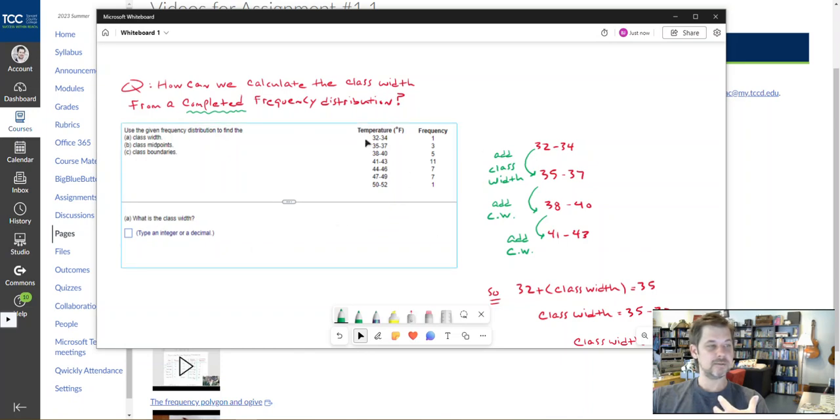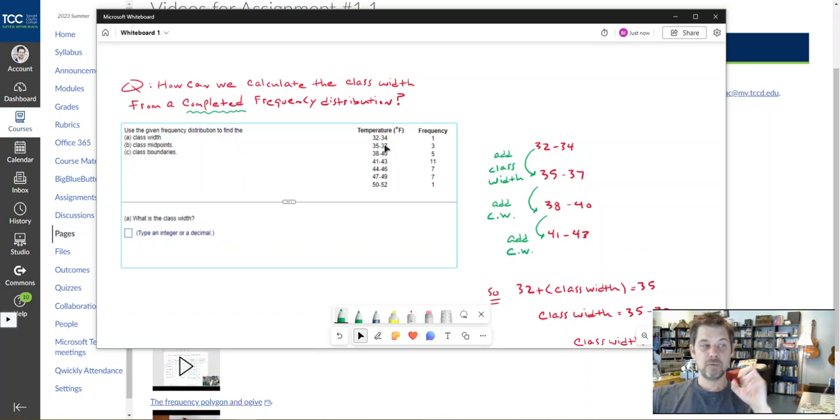looking at here, okay? This one is complete, it's already made, and then we're trying to figure out some details about it, such as the class width. Okay, so we have a completed frequency distribution. Looking at the numbers, what is the class width? Now, the short answer is, when you look at the classes, so the first class is 32 to 34. Then the next one is 35 to 37, and so on.